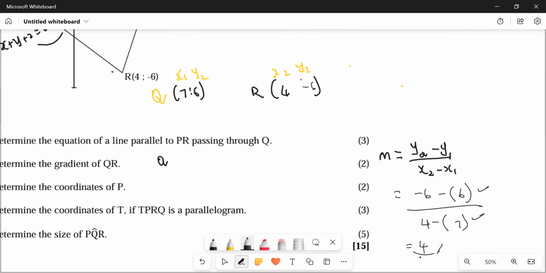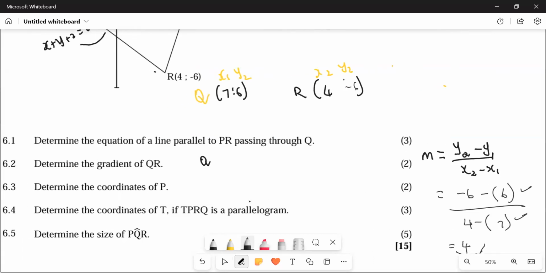I'm doing number 2. I started with number 2. Determine the gradient of QR. This one is 2 marks. Let's go to 6.1 then.